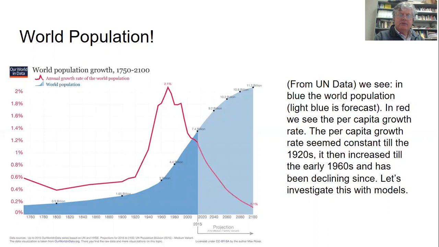And since then, we've seen a decline in that growth rate. So now it's just a little bit over 1%. And they're thinking that, maybe by the end of the century, it's going to drop down to like 0.1%. Who knows? Anyway, so let's model population a bit.